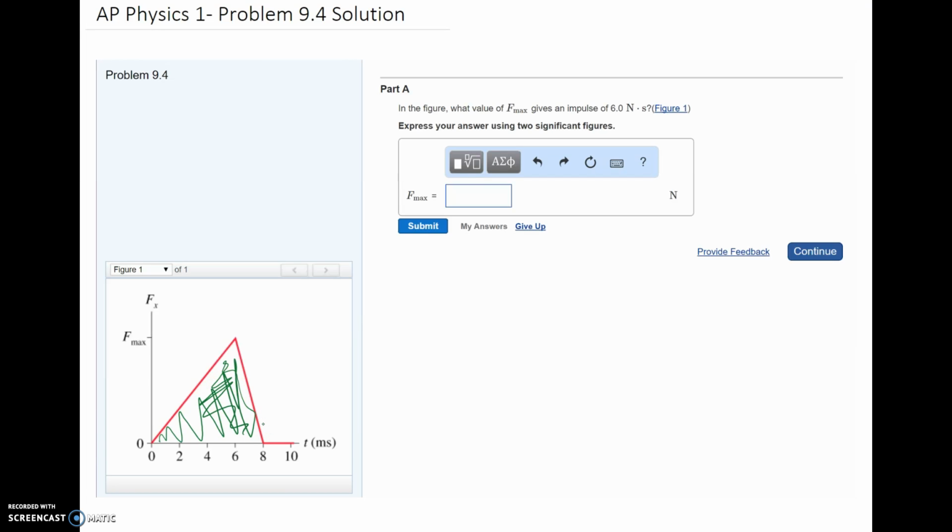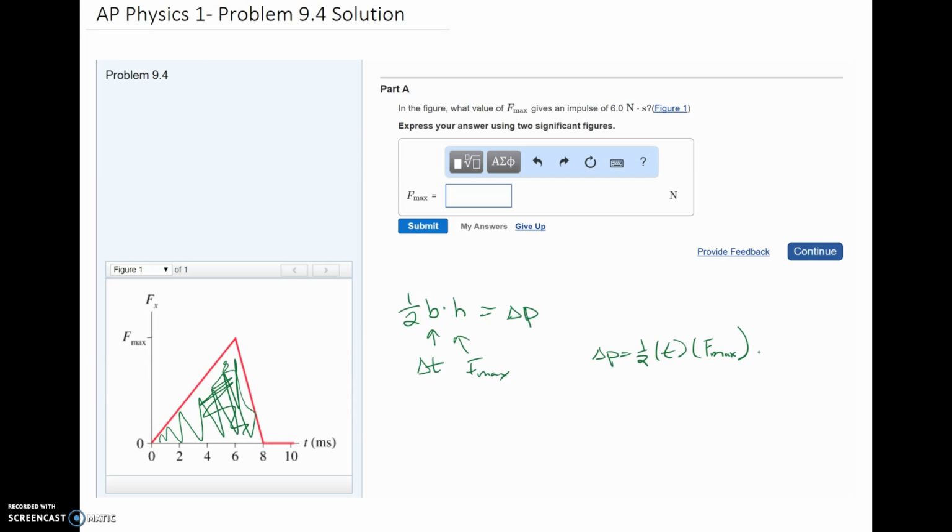Hopefully you recognize that this shape is a triangle. So we're looking at the area of a triangle, which is by definition 1/2 base times height. Our base here is going to be our time interval, and our height is going to be our F max, right? And that's going to equal our impulse. So we can see that our impulse is going to equal 1/2 times our time interval times our F max.